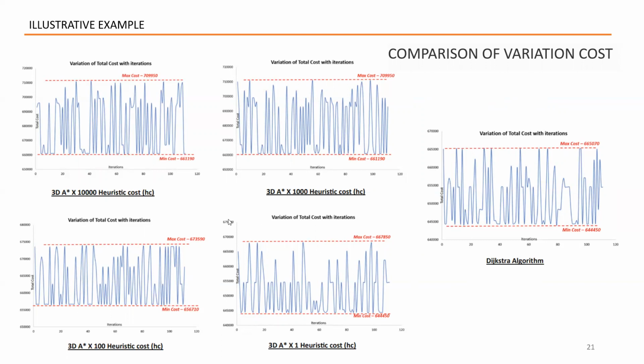The heuristic cost function used in the 3D A star algorithm was multiplied by factors of 10,000, 1,101. The higher the factor value, the less time it takes to run the algorithm. This one is the Dijkstra algorithm. I didn't include the FOA one here because we're not focused on that.